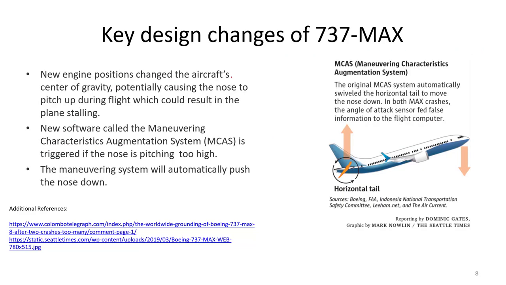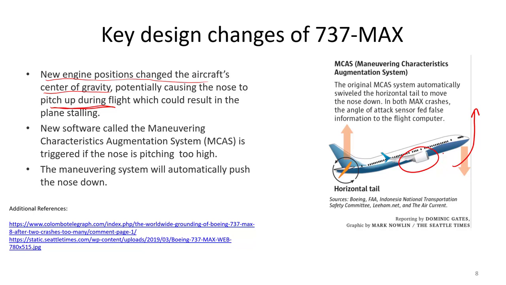So here's one of the key design changes of that 737 MAX. As part of the design changes, the engine position was adjusted. And this new engine position changed the center of gravity of the aircraft. And the problem with this was that the nose of the airplane could potentially pitch upward during flight. And for a jet engine, if the nose pitches upward, then the jet engine could stall, and that could create some serious problems.